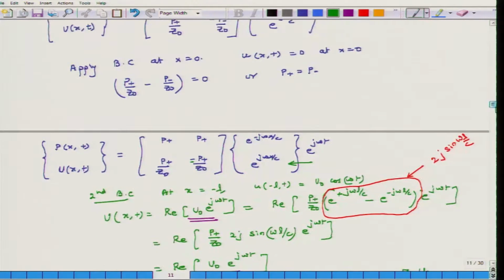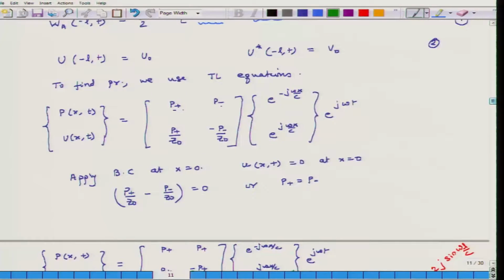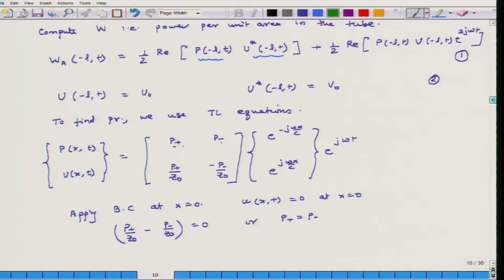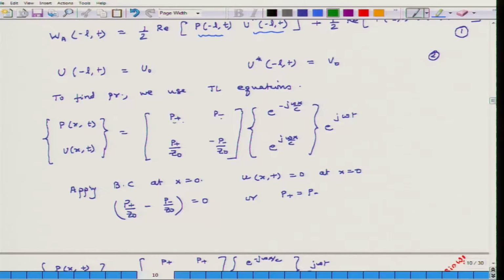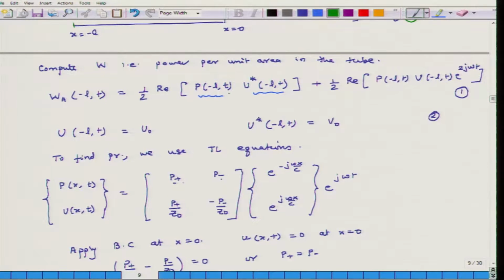So, if I put this P plus, where? Our aim is to calculate what? Complex pressure at minus L. This complex pressure is not the same as P plus, because this complex pressure depends on P plus as well as P minus. Okay. So, I have to ultimately compute P of minus L t. U I already know, but I have to compute P of minus L t. Okay.